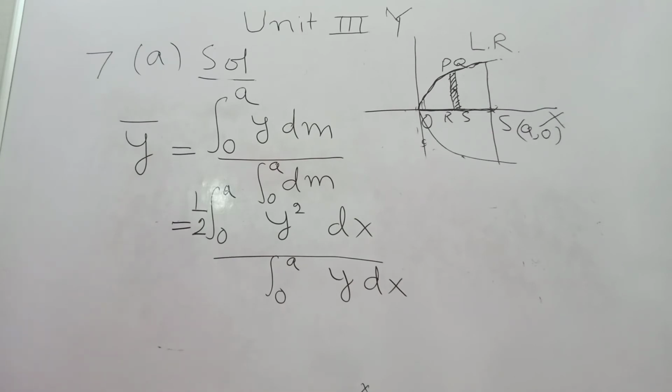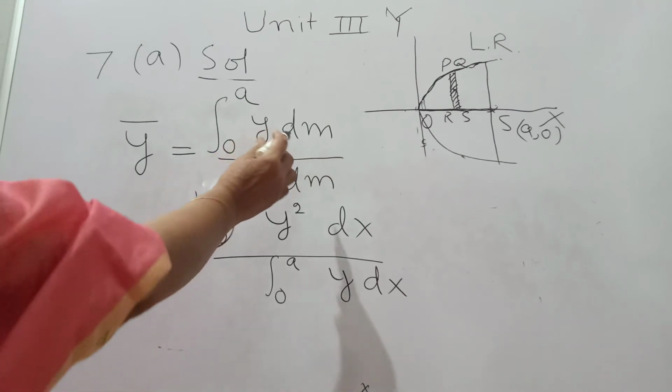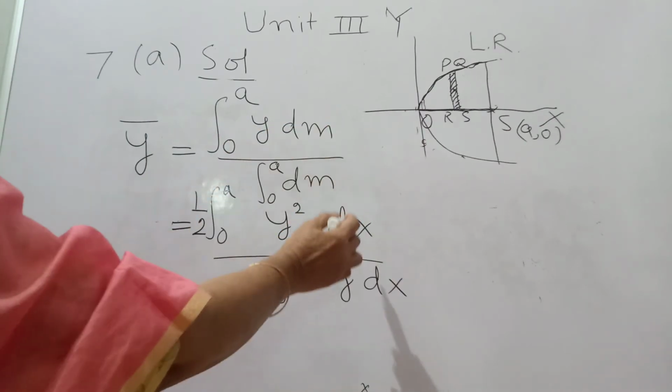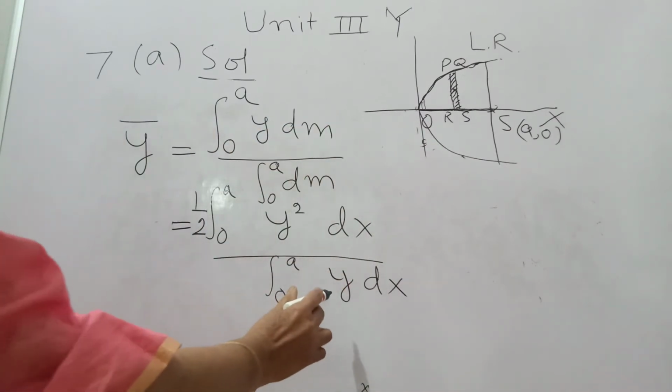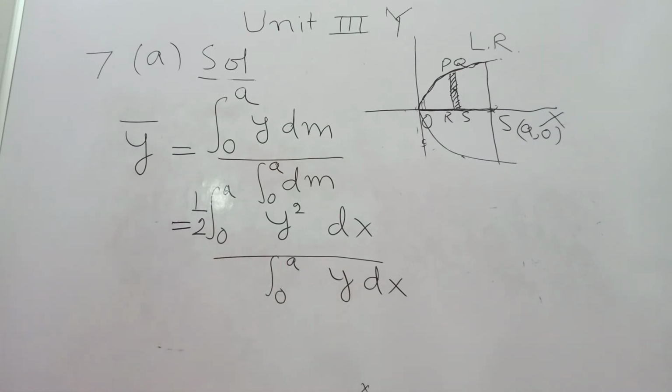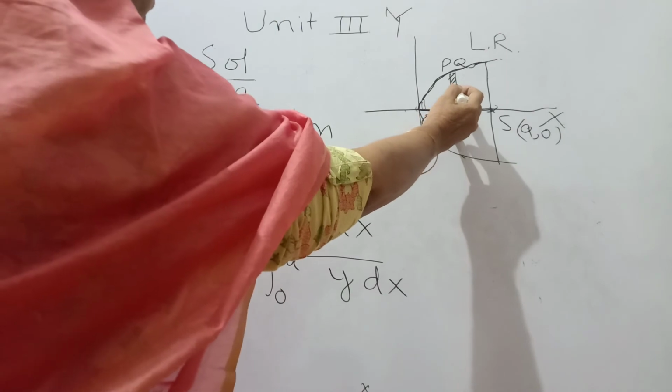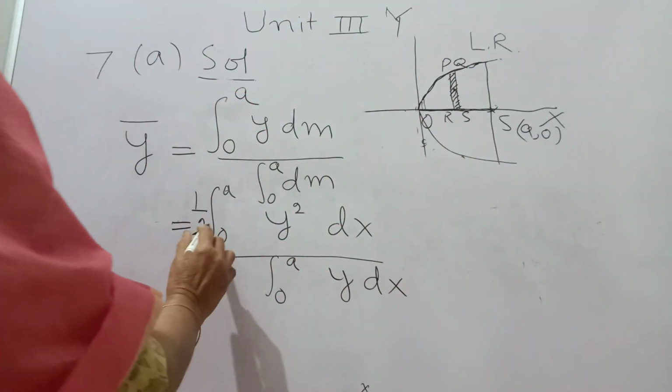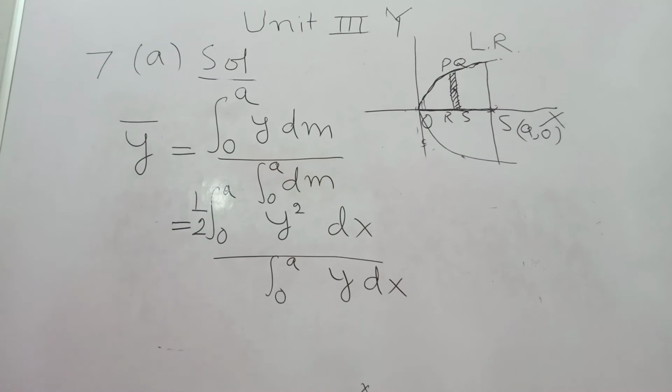Okay, because dm was rho y dx. So it will become rho y square dx, and here it is y dx. So what will y become? y will become y by 2, isn't it? Because its y coordinate is y by 2. So that is why it is like this.